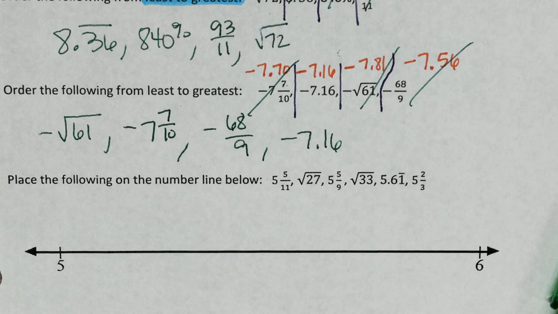If you don't understand them owing money, put it on a number line. The further left you go, the least the value. The further right you go, the greater the value. Does that make sense? Yes or no? Yes.